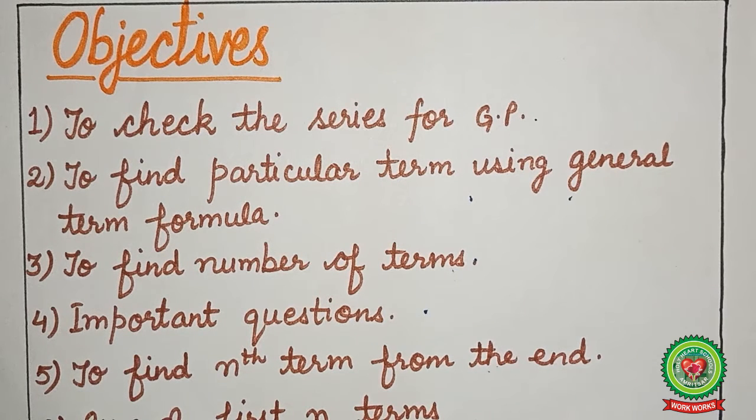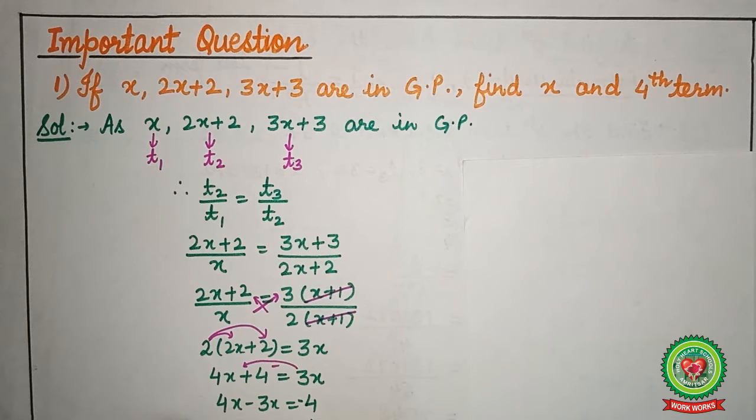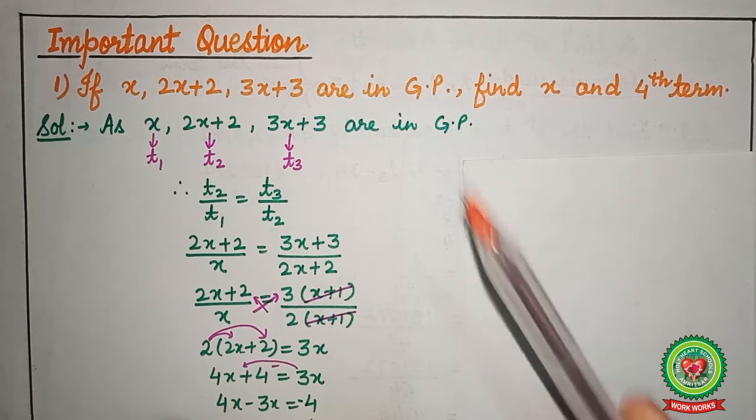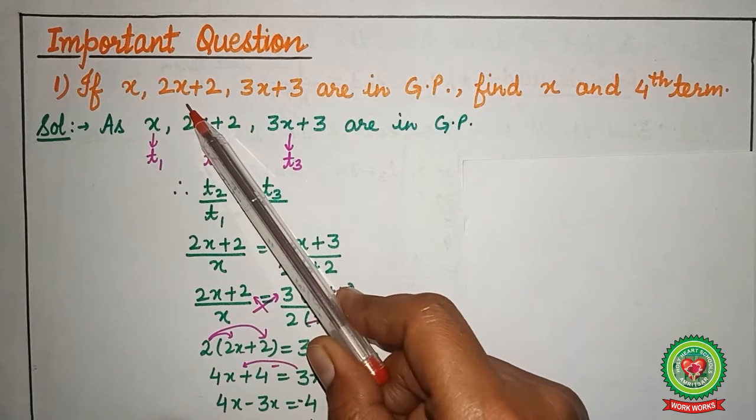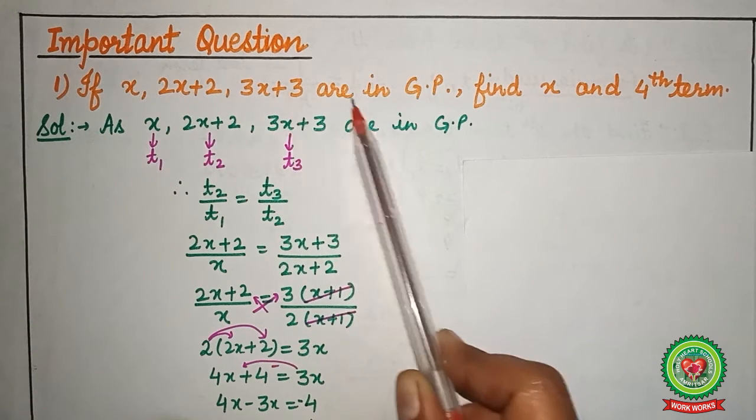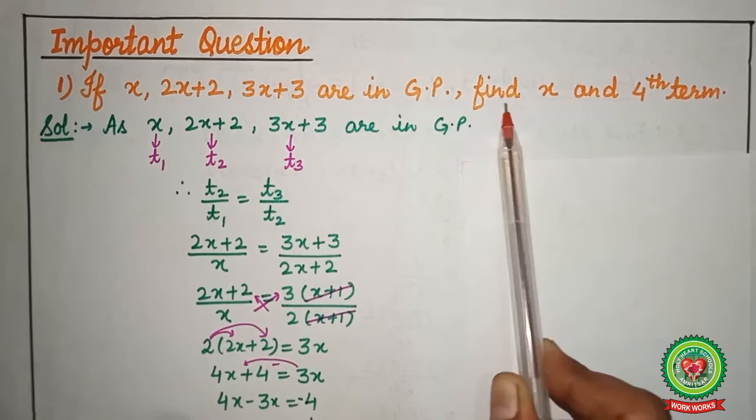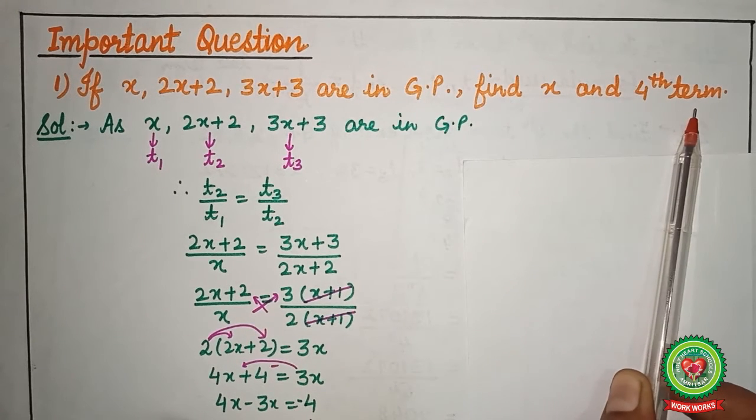Today we are going to start with some important questions based on the above 3 types. Now let's start with the first question. That is, when 3 consecutive terms of a GP are given, we have to find the value of the variable, or we have to find some term. For example, if x, 2x plus 2, 3x plus 3 are in GP, find x and the 4th term.